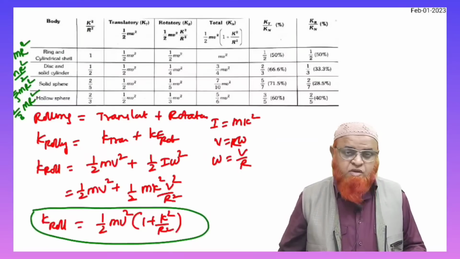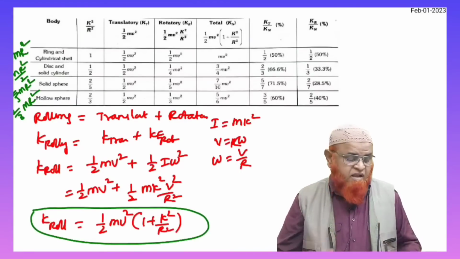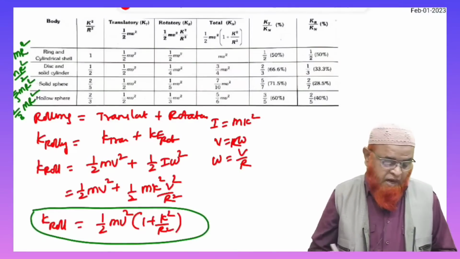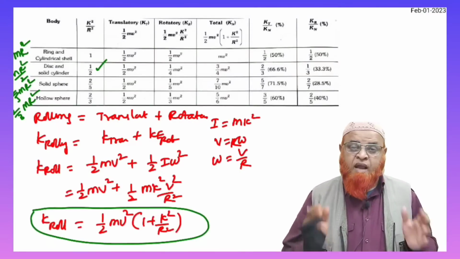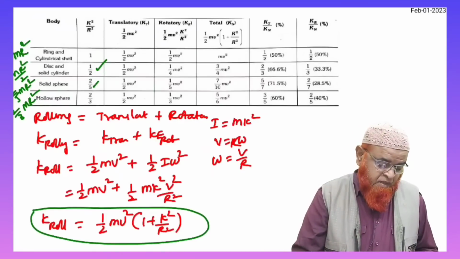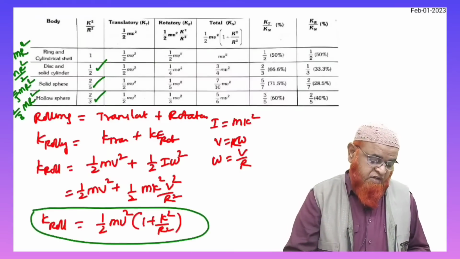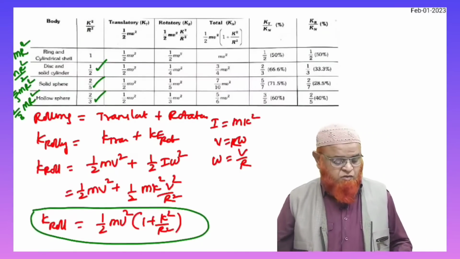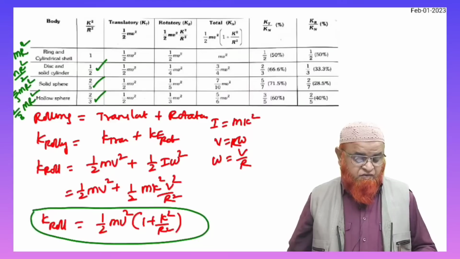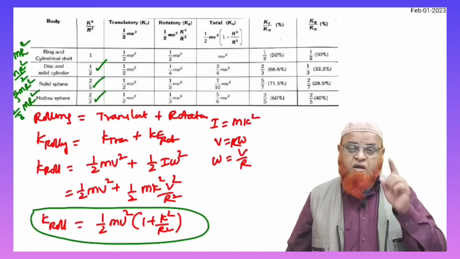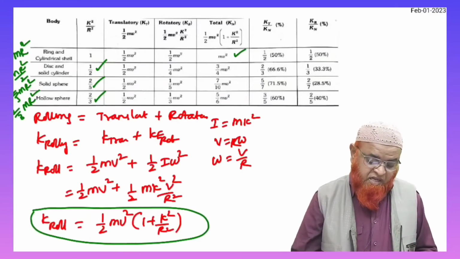What is the coefficient of mr square for a ring? It is 1, because nothing else is there. The coefficient of mr square for a disk or solid cylinder is 1 by 2. For a solid sphere it is 2 by 5, and for a hollow sphere it is 2 by 3. So you just substitute the values in 1 plus k square by r square. If you substitute the value of 1 for k square by r square, you get the formula for the rolling body, mv square.